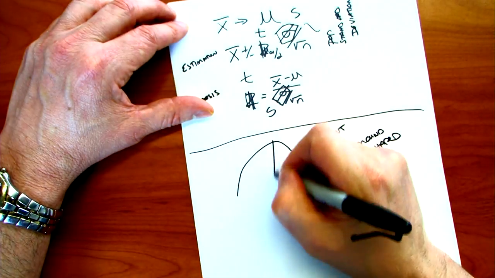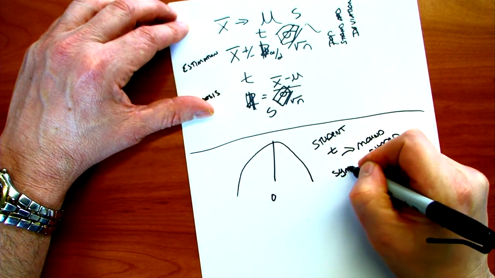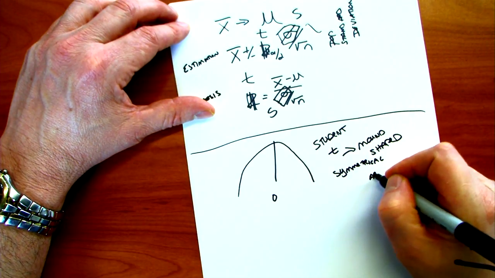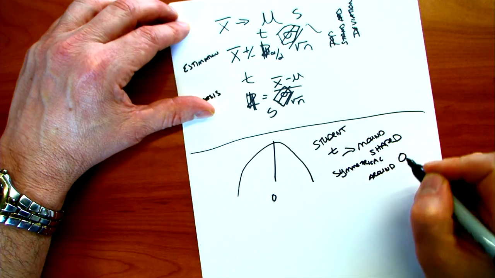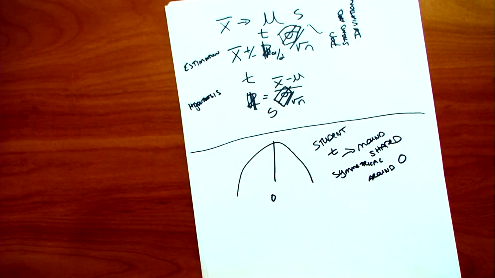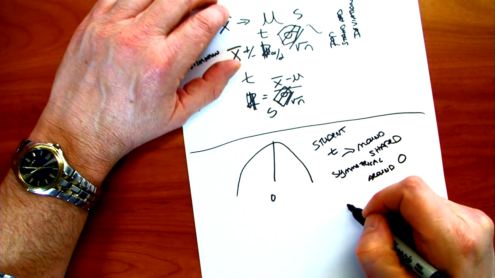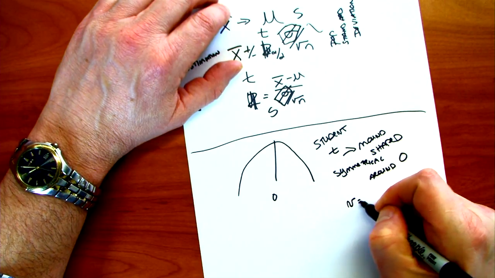It is symmetrical, just like the normal curve, around 0. And what controlled the shape of the normal curve? Two things controlled the shape of the normal curve. What were they? The mean and the standard deviation. The thing that controls the shape of the student t is a value called degrees of freedom.